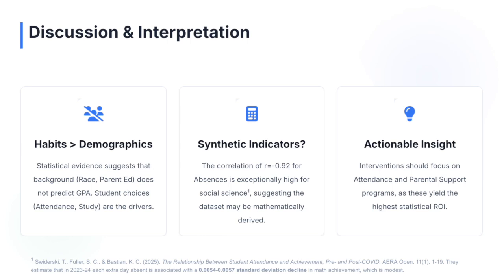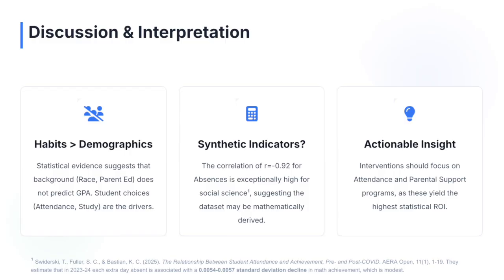To summarize our presentation, we observed that habits outweigh the demographics of the student. However, we must look at this critically. When dealing with complex human behaviors such as this, finding a correlation of negative 0.92 with an R-squared of 95% is suspiciously rare. A study by Swiderski showed that the correlation for absenteeism is usually between 0.05 and 0.057, so not as statistically significant as we found. This leads us to suspect that the dataset might be synthetic or mathematically derived.